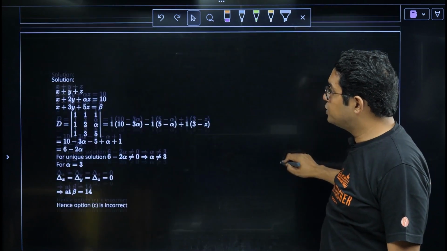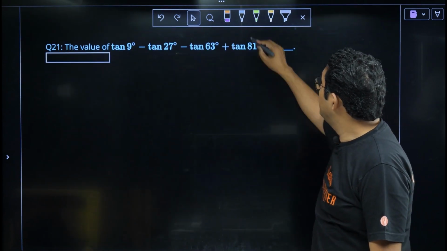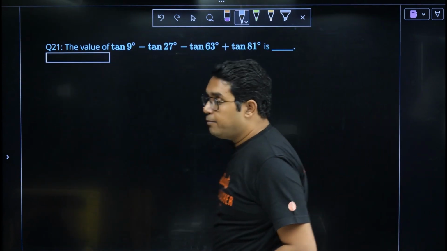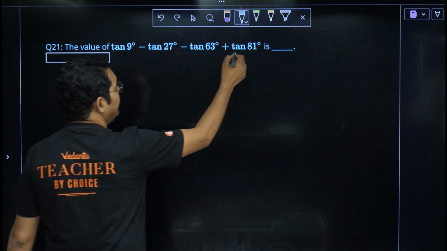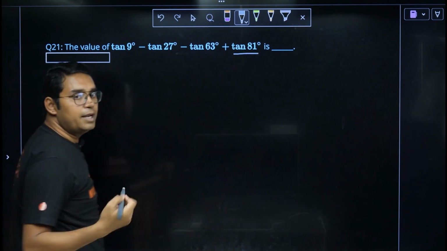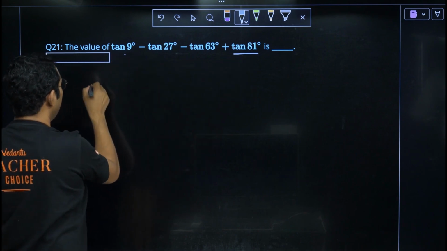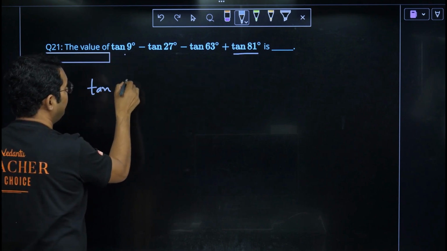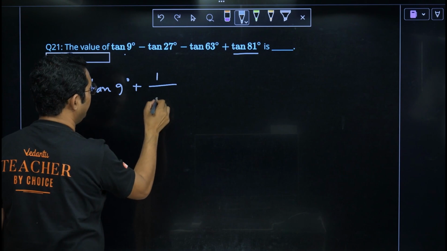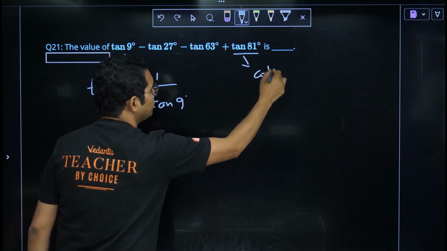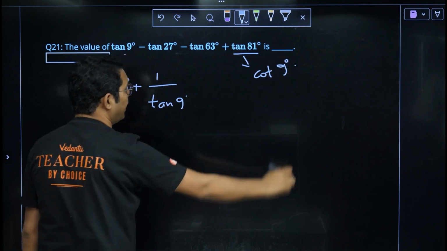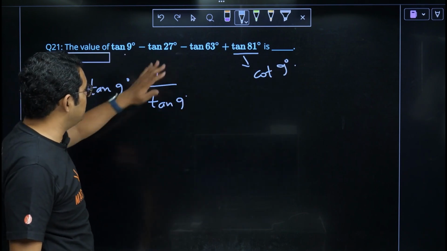Coming to the next question, number 21, integer answer type. Very standard problem. tan 9 degree minus tan 27 degree, tan 63 degree, tan 81 degree. Now please see, tan 81 degree is actually cot 9. So if I combine this with this, we get tan 9 plus 1 upon tan 9. Why 1 upon tan 9? Because it is cot 81 actually, cot 9, sorry, 90 minus 18, so cot 9, which is 1 upon tan 9.